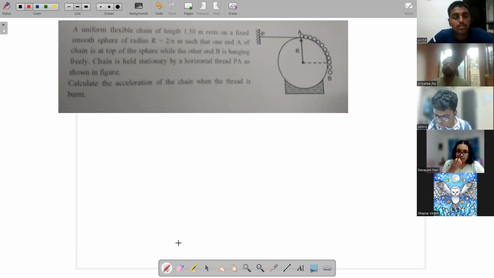समझ में आ रहा है? समझ में आ रहा है कि नहीं आ रहा?